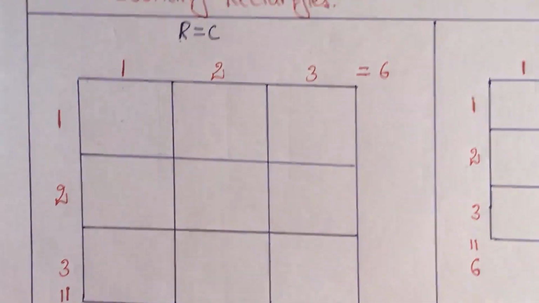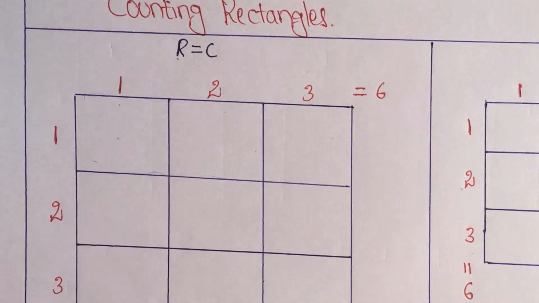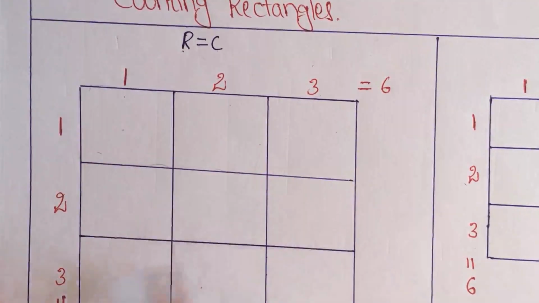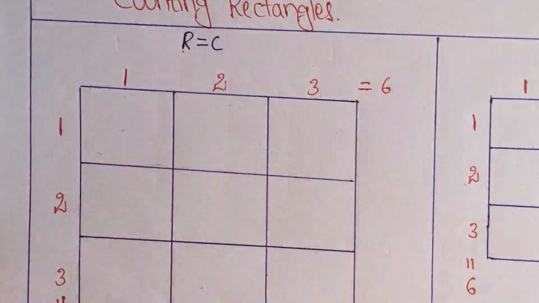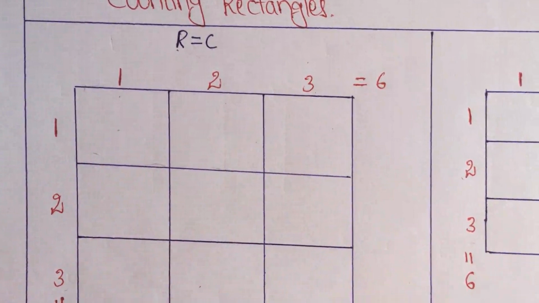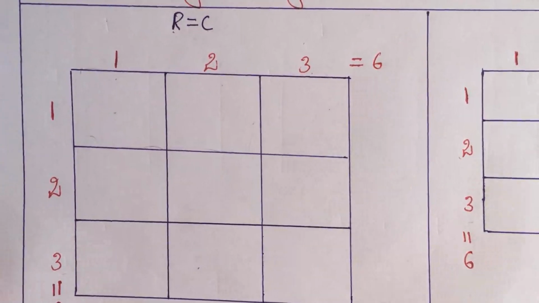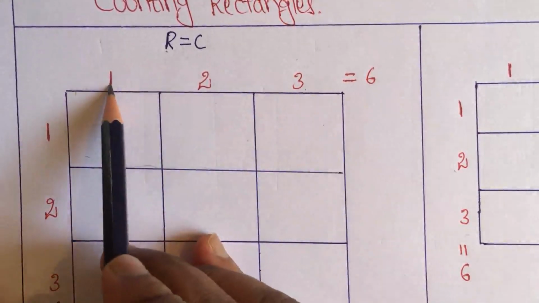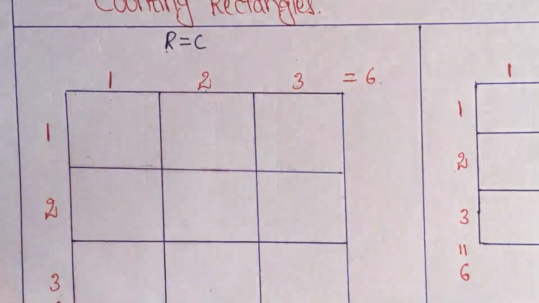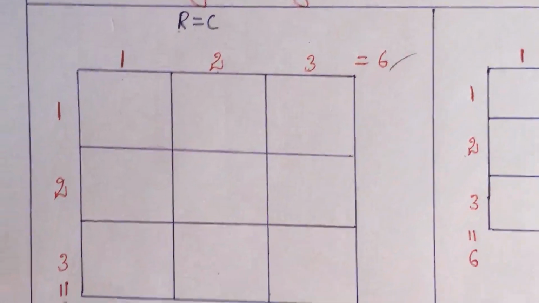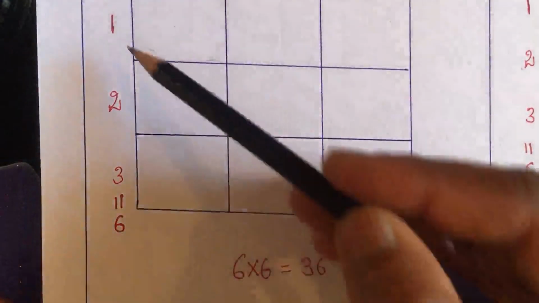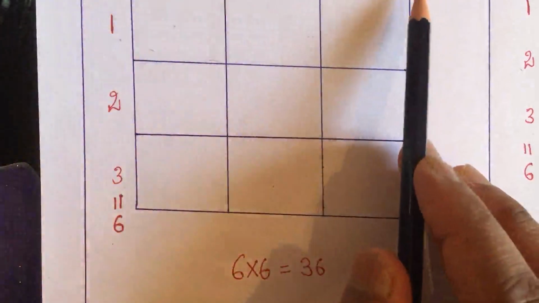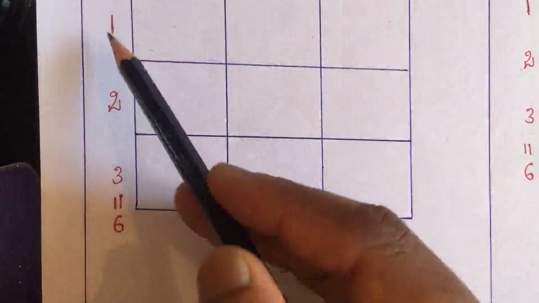Then what is the procedure here? That is what we are going to discuss now. The number of columns is 3 and the number of rows is also 3. Whenever the number of rows is equal to the number of columns, the procedure to find the number of rectangles in the complex figure is: I add the numbers for the columns, 1 plus 2 plus 3 equals 6. Keep it aside, 6 here. And here also I add the numbers for the rows, 1 plus 2 plus 3, which is equal to 6.